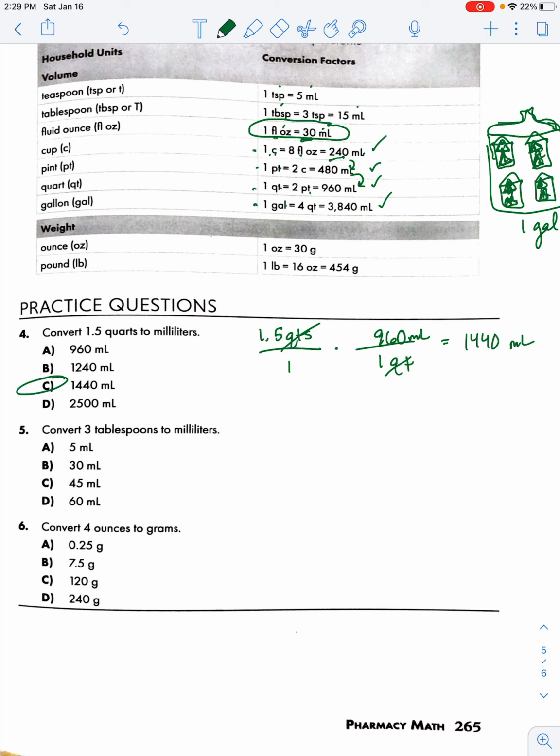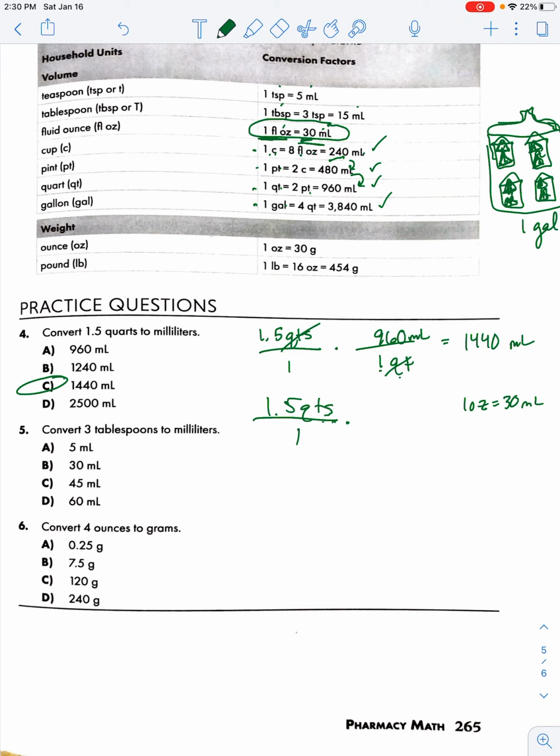Now let's say you're taking the test and you just cannot remember the conversion factor that 1 quart is 960 milliliters, but you remember the conversion factor that 1 ounce is 30 milliliters. So you know you can go from ounces to milliliters. So you remember this one: 1 ounce is 30 milliliters. And you're starting off at 1.5 quarts. And you're saying, how can I go from quarts to milliliters? Well, if you can get from quarts to ounces, you can get from ounces to milliliters.